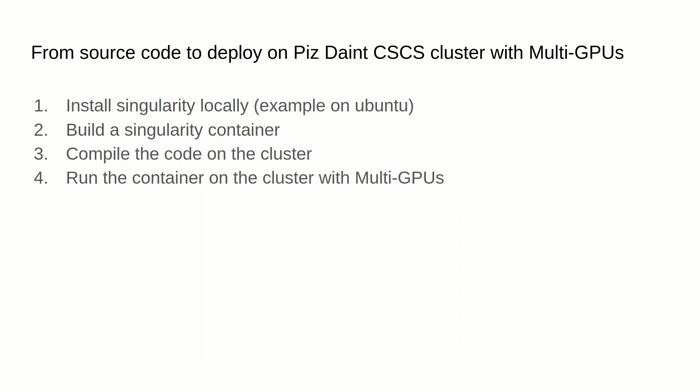So I'd like to show my experience from source code to deploy on the Piz Daint CSCS cluster with multi GPUs. In order to do that, we have 4 steps. First step, I needed to install Singularity locally on my computer. On my computer, I have Ubuntu 20, and then the second step is to build a Singularity container. The third step is to compile the code on the cluster, and the last step is to run the container on the cluster with multi GPUs.